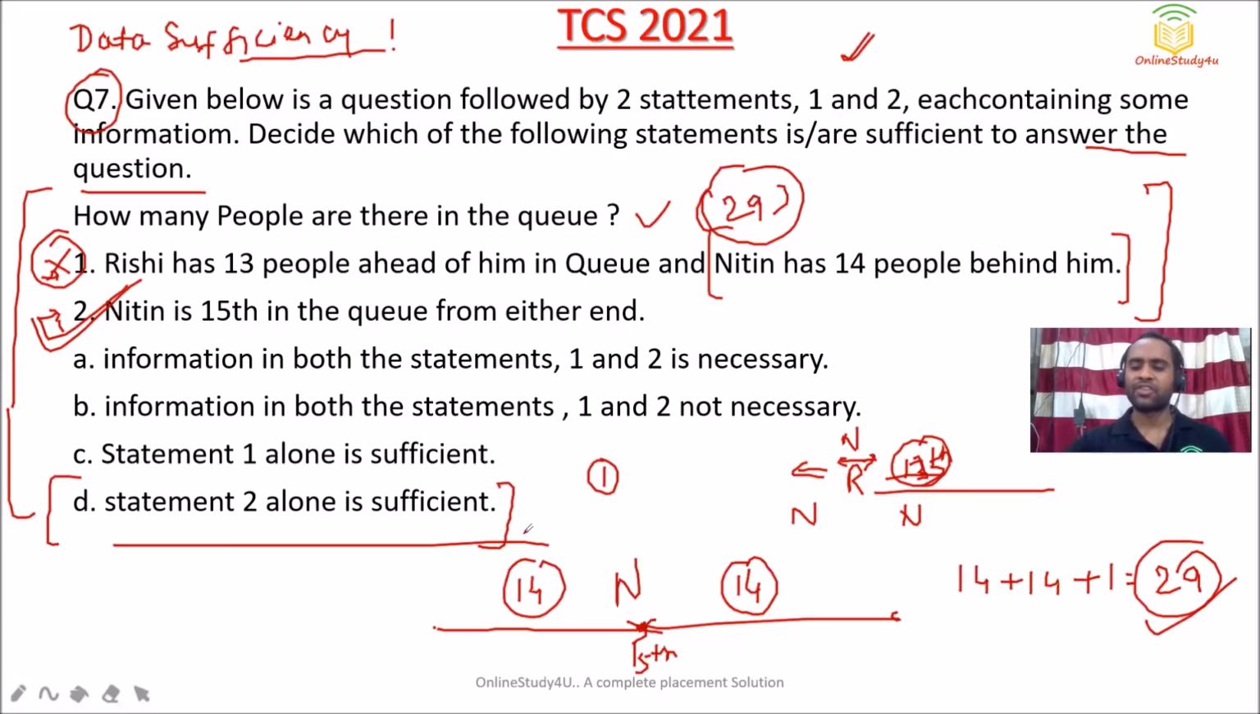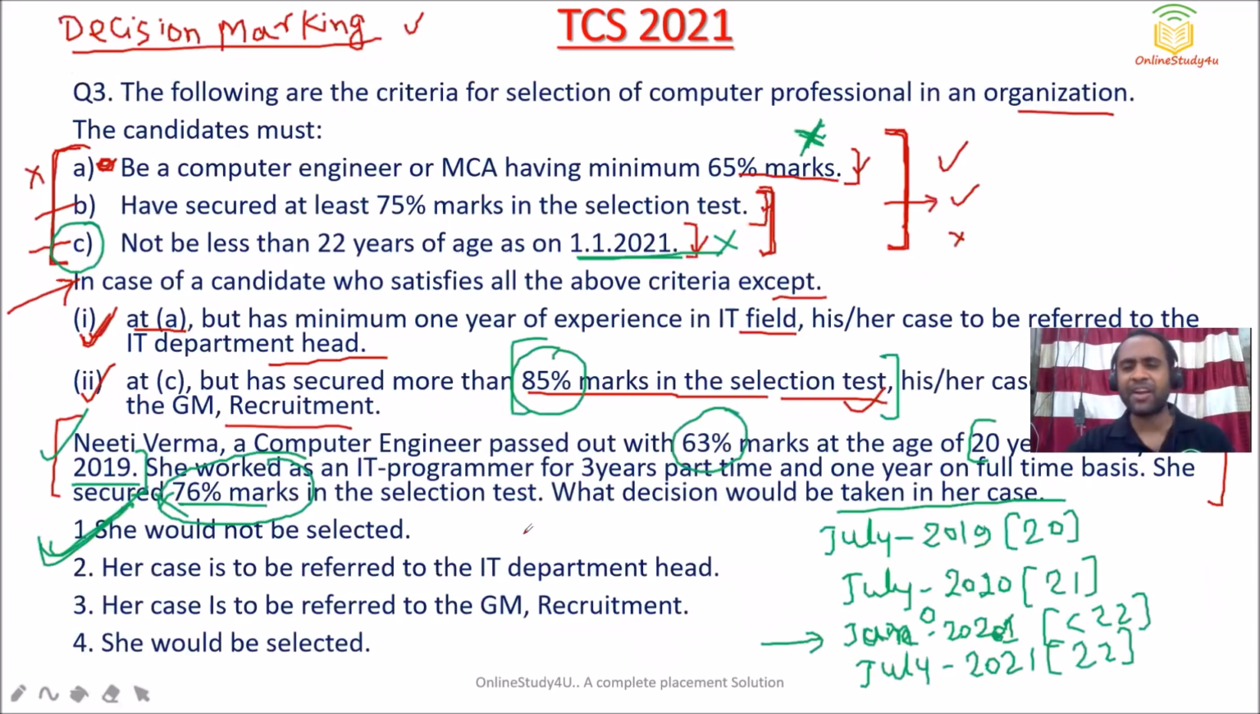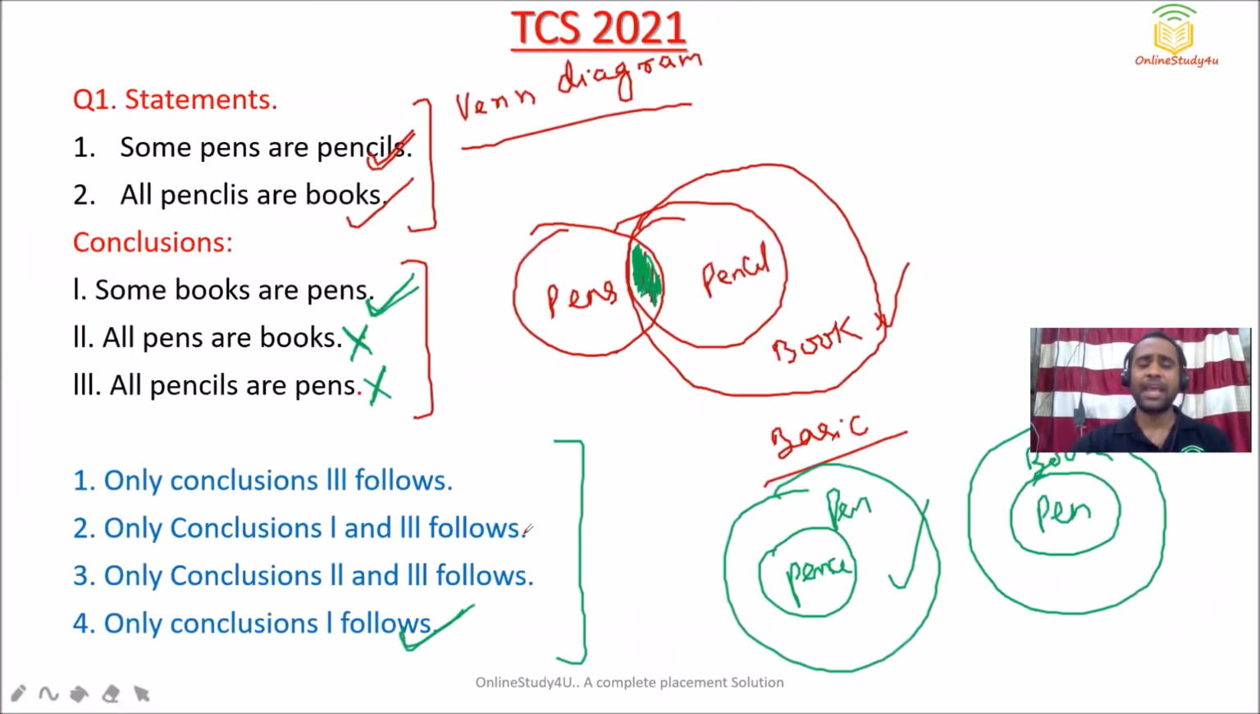To tell what will be the number of people in the queue. So friends, these 7 questions are very, very important because you might have definitely understood a lot of concepts, and these are the questions which will always create problems. So I hope you understood this.